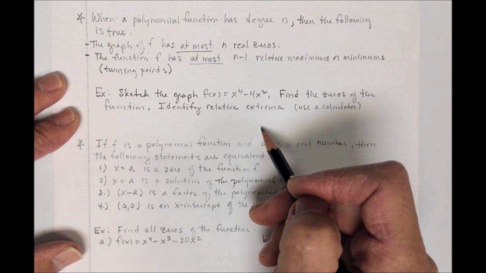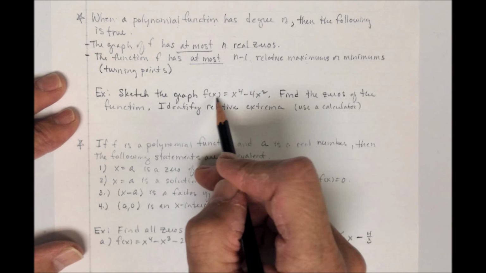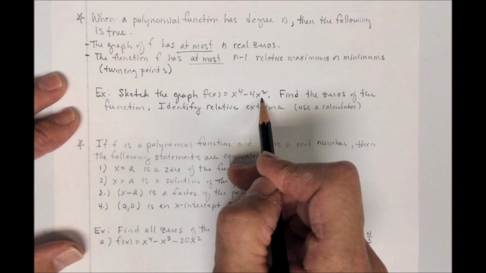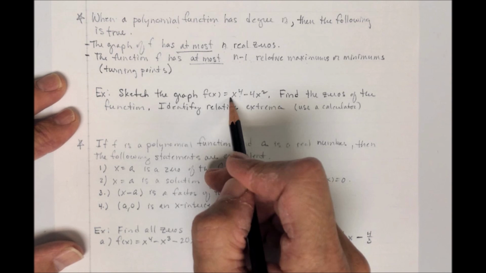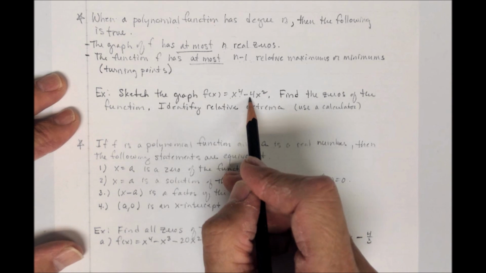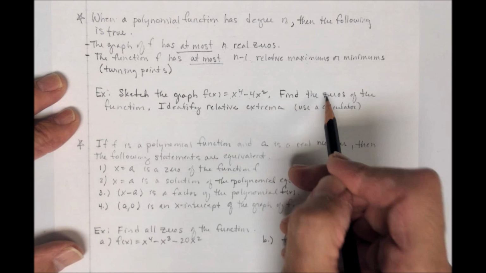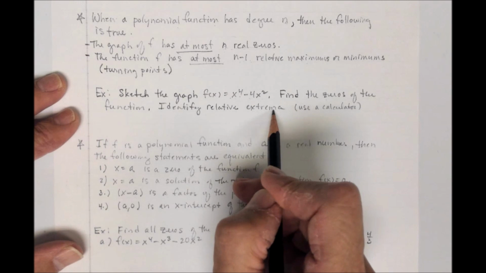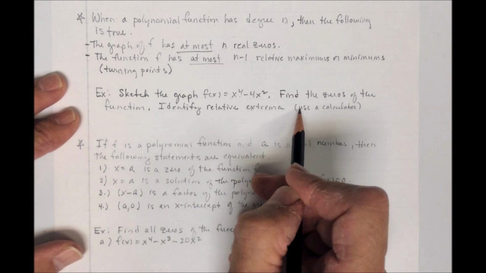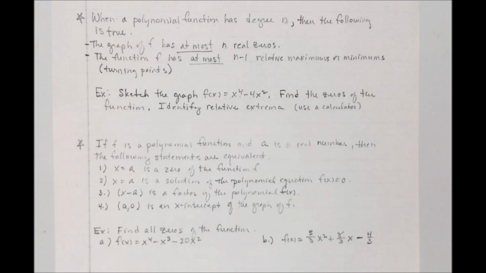Okay? Now what I'm going to do is sketch f of x equals x to the 4th minus 4x squared. Okay, it's degree 4, positive lead coefficient. I know something about it already because of the leading coefficient test. I'm going to find my zeros, and I'm going to see if I can identify my relative extrema. I probably would need a calculator to do that. So just so I'm ready, let me get my calculator all set. This is x to the 4th minus 4x to the 2nd. I'll get this all ready so that I can get to my graph in a minute.